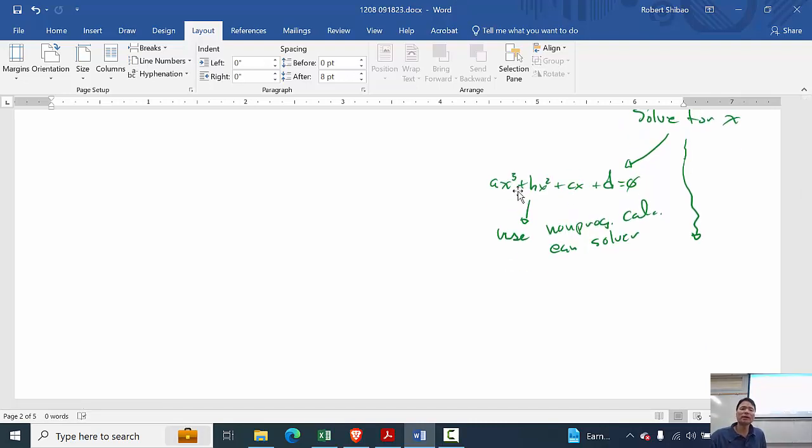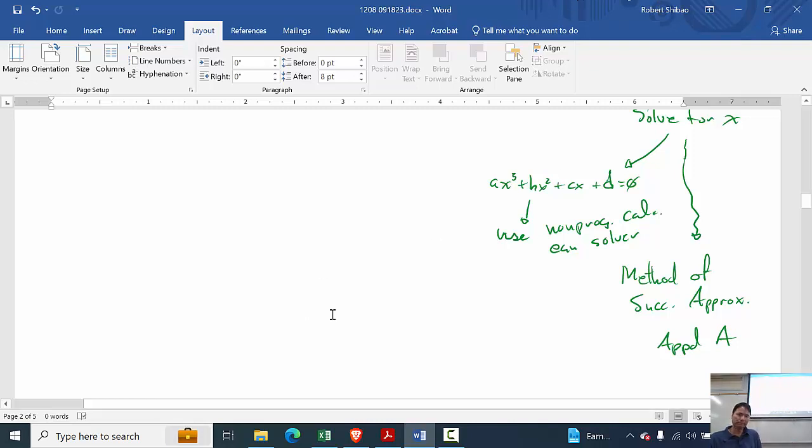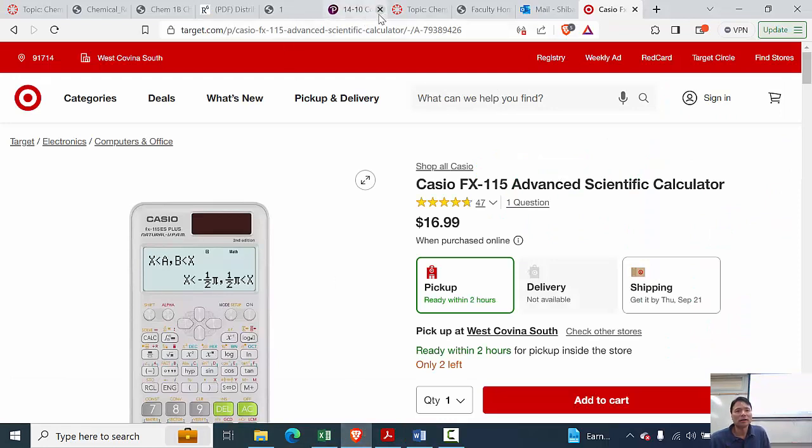So let's say you don't want to buy this calculator. Is there another way to solve this? And there is. We're going to use the method of successive approximations. The method of successive approximations is discussed in Appendix A. So let's take a look at Appendix A in our book, and then try that out.